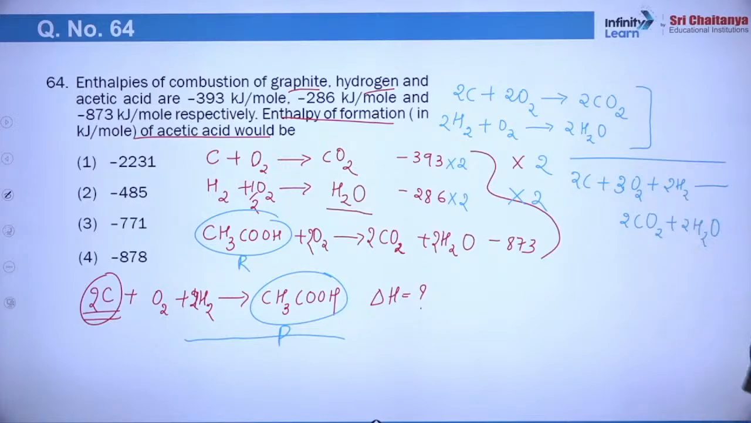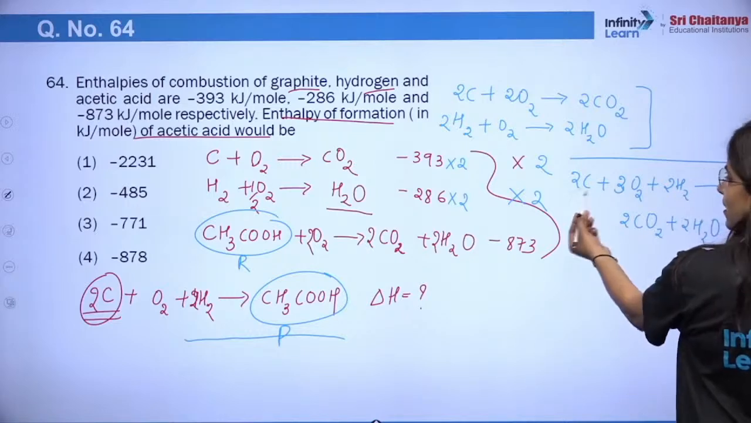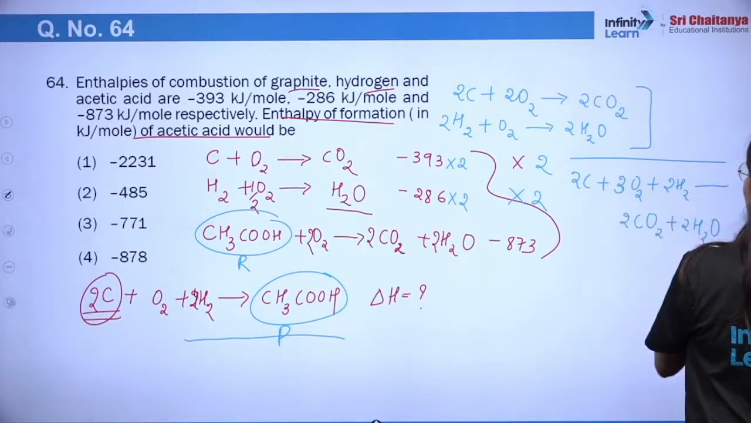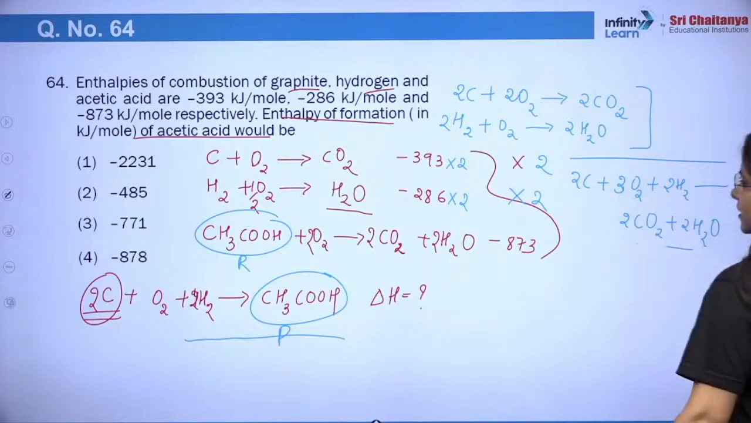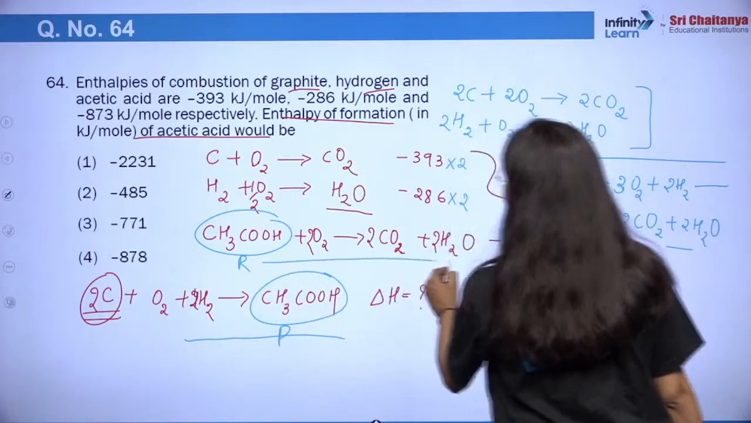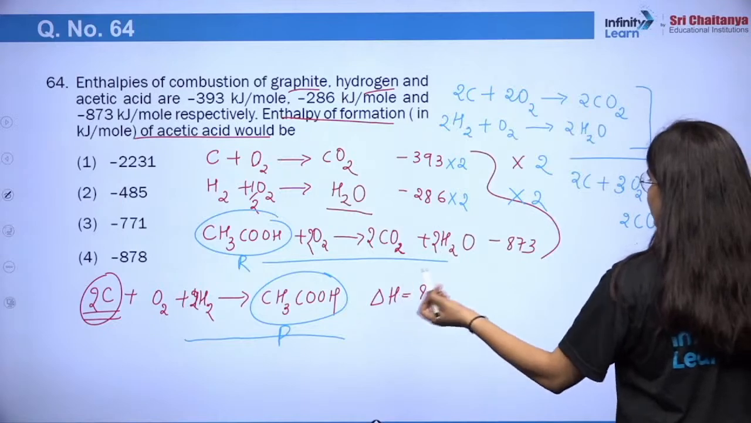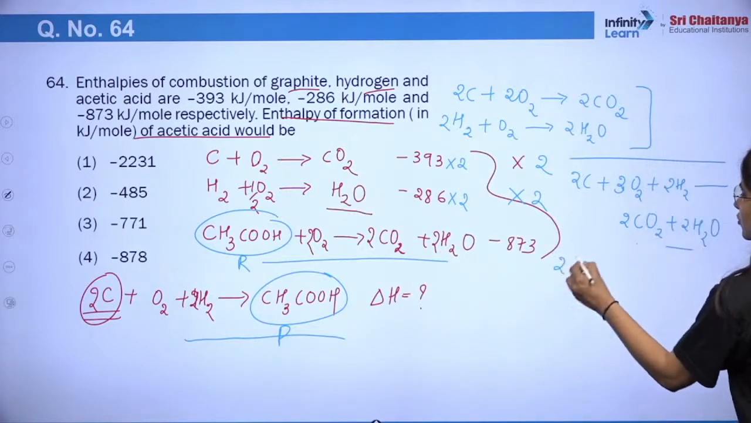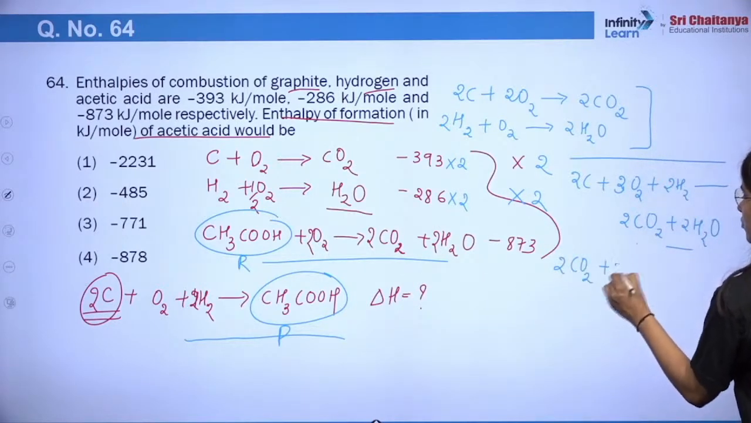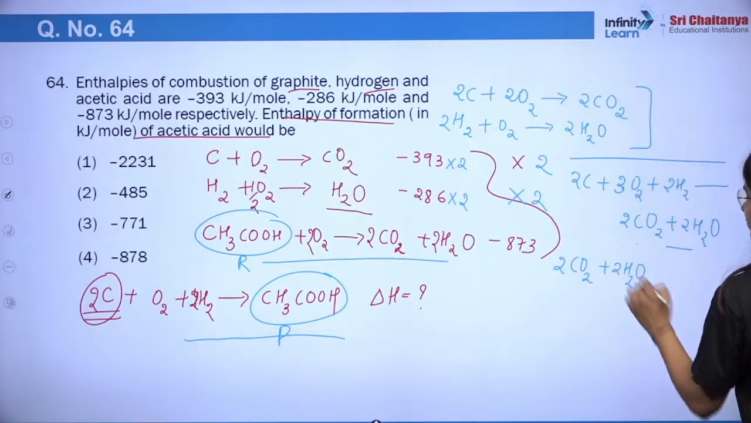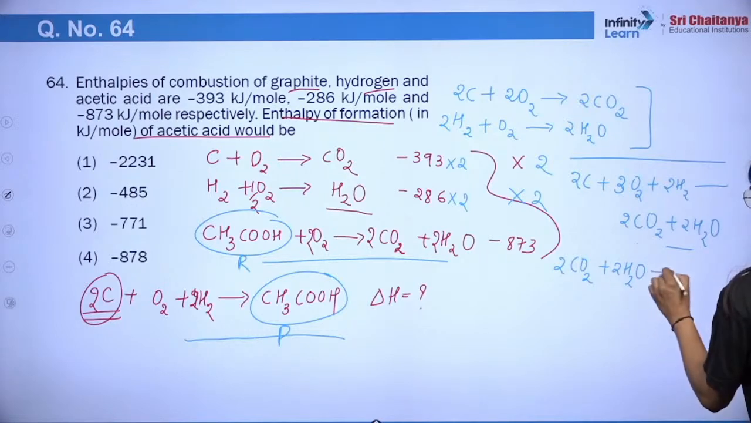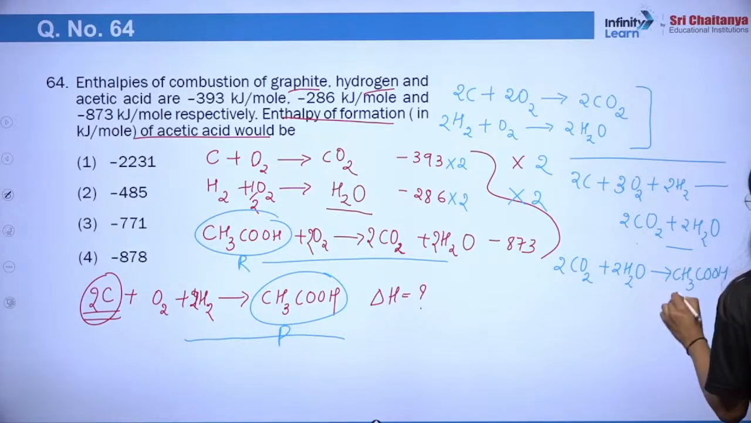Now why am I doing this? Because I need to convert. I need this carbon, I need oxygen, I need hydrogen, and this will be cancelled. So again what will I do? I'll reverse this reaction. When I reverse this reaction, it will be 2CO2 plus 2H2O gives me acetic acid plus 2 oxygen.